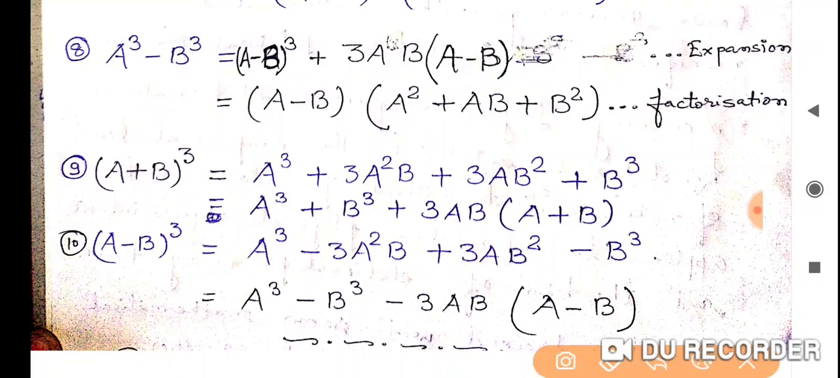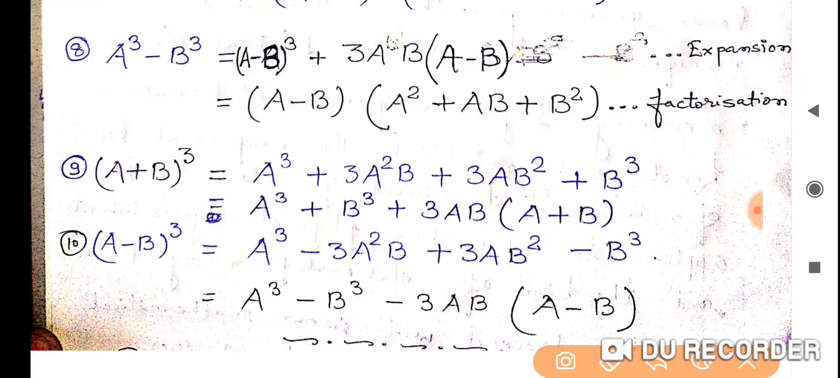(a plus b) whole cube equals a cube plus 3a square b plus 3ab square plus b cube. In another form, this can be written as (a plus b) whole cube equals a cube plus b cube plus 3ab (a plus b). This comes by taking the terms common from the middle two terms, 3ab into (a plus b).